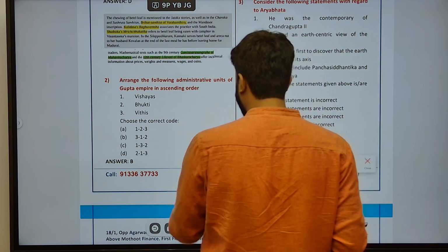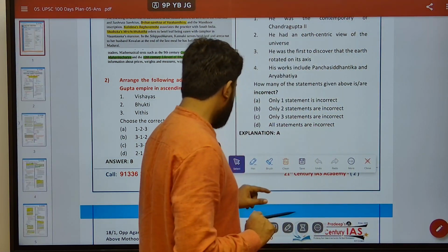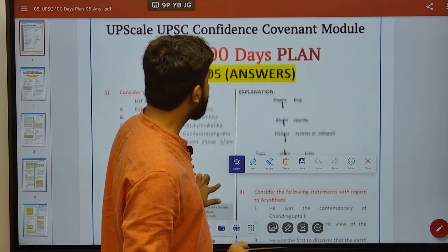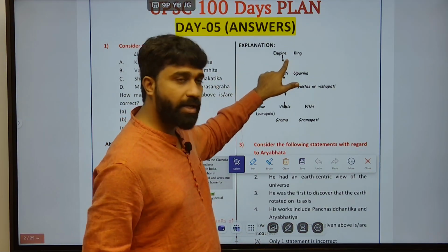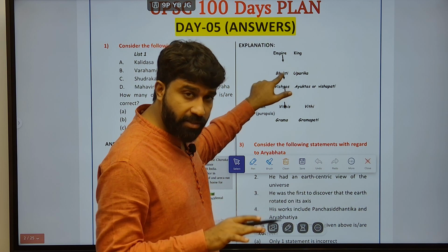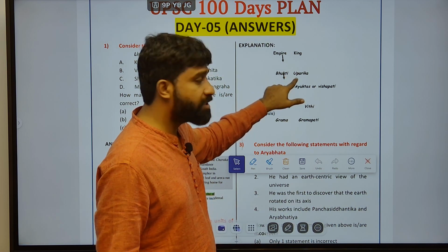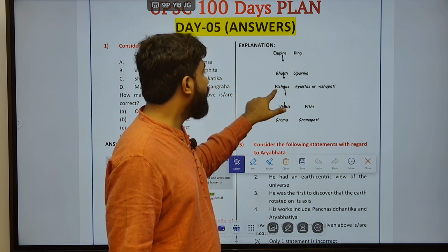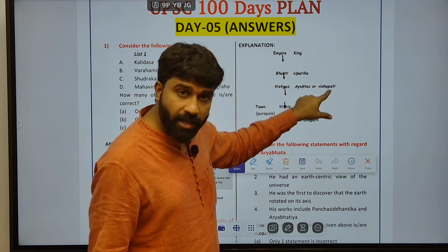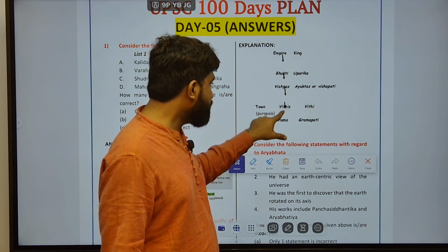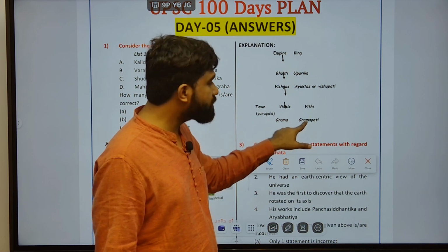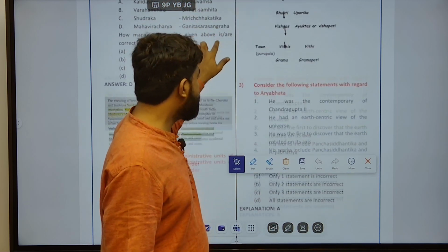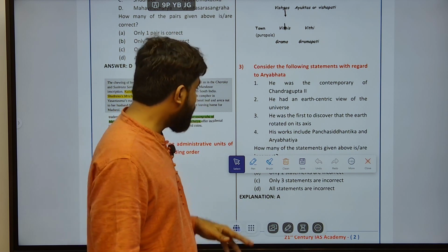And coming to our explanation part, here is the emperor, and next under the emperor the Bhukti was there. Bhukti was one such province headed by the Uparika, and next the Vishaya headed by the Ayuktaka or Vishayapati, next the Vithis headed by the Vithi head, and Gramas, the Gramapati is the head. This is the administrative structure of the Gupta era.